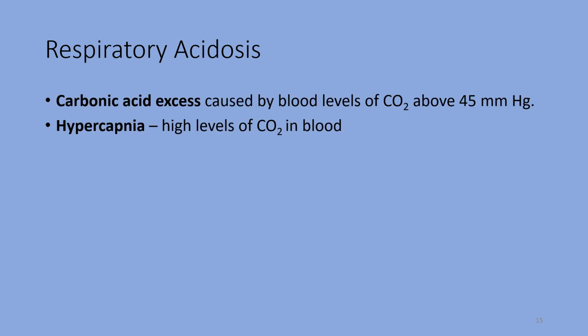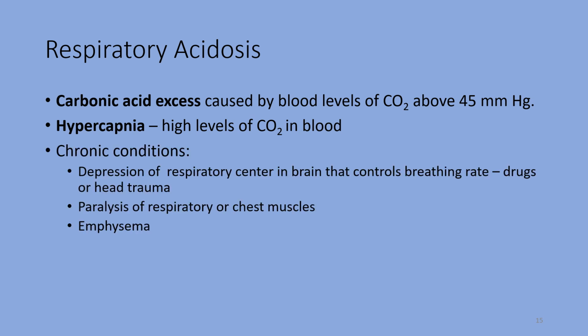Respiratory acidosis, the main problem is the respiration. The blood level of carbon dioxide increases to more than 45 millimeters of mercury, which produces more carbonic acid. So hypercapnia increases the carbon dioxide level, a high level of carbon dioxide in the blood.